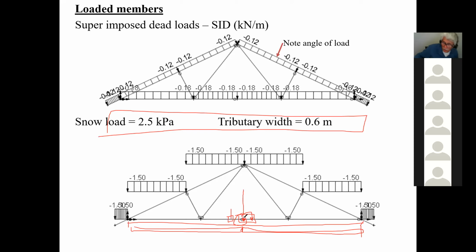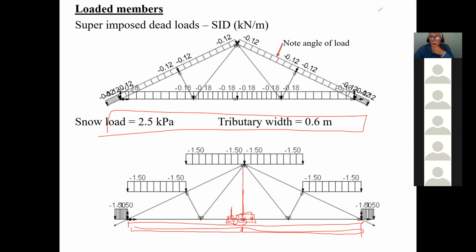But in real life, they put the connection somewhere around here. So if you ever look at roof trusses and you look at the bottom chord, you'll see that the truss plate is here somewhere. Never in the middle. I did this to simplify your life so that you can just split this member in two and put it right in the middle. Easy enough.